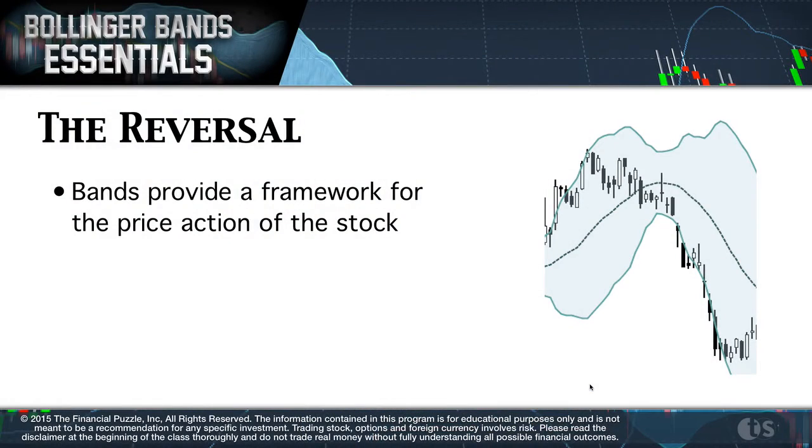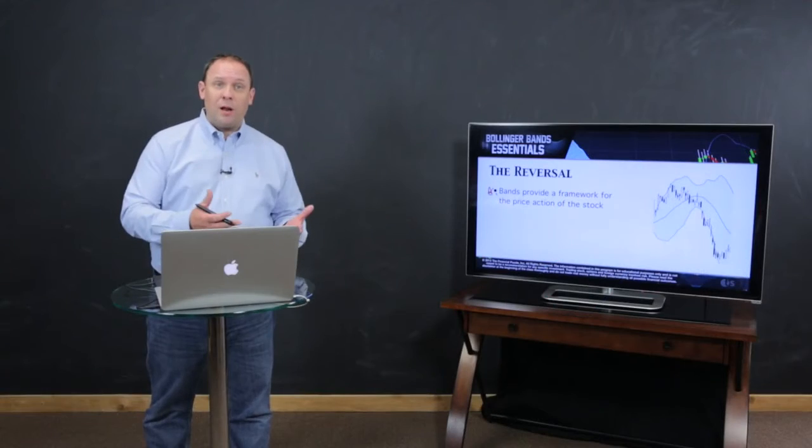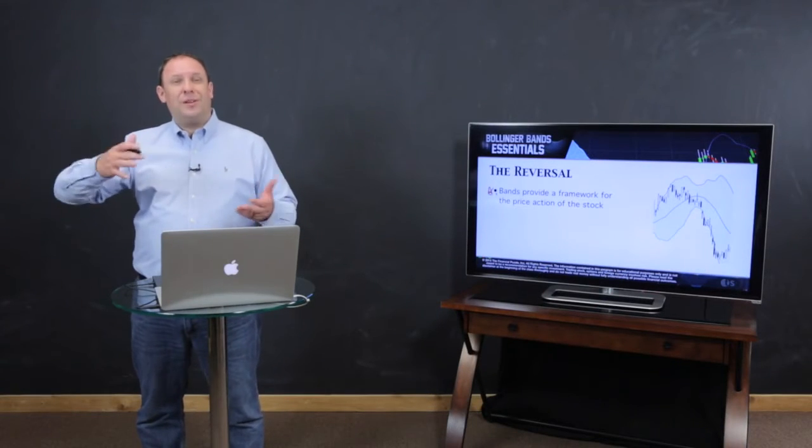And now the final trade, the final play we want to talk about inside the Bollinger system is what we call the reversal. The Bollinger Bands provide a framework for the price action of the stock. We've talked about that quite a bit in this first lesson. It's a framework. It's an overlay. It lays over the stock. Well, naturally, trends are going to get started, trends are going to continue, and then trends will reverse.